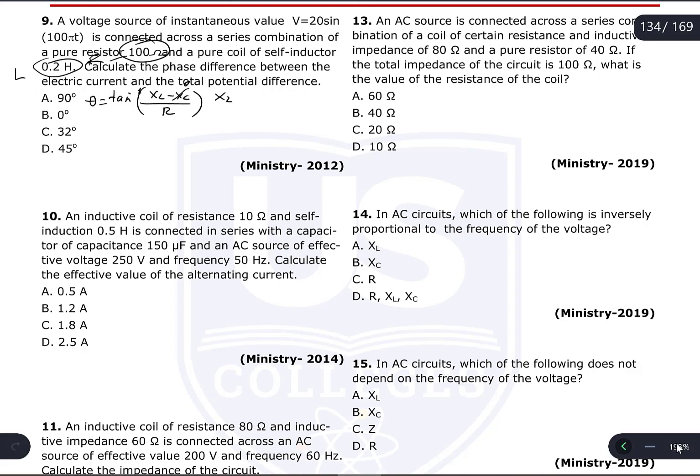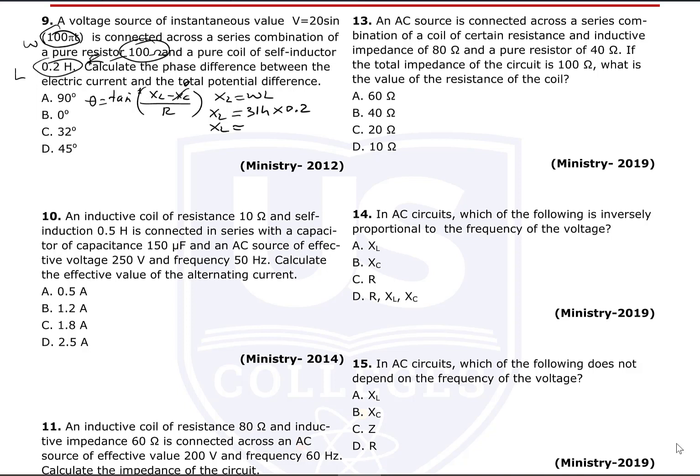XL must be calculated. Then R is given. XL is omega times L. And according to the generator equation, omega is 100π again. This is omega. 100π is 314. L is 0.2. So I will get XL. XL is equal to 314 times 0.2, which is 63 ohm. Now I am going to apply the equation.